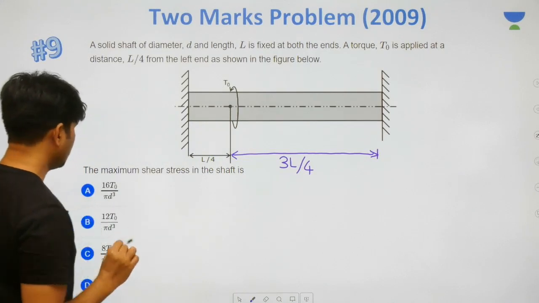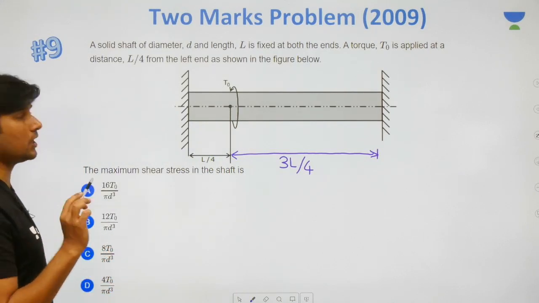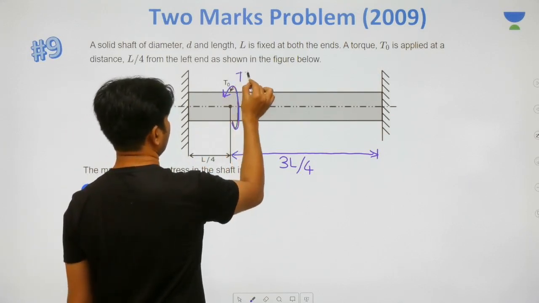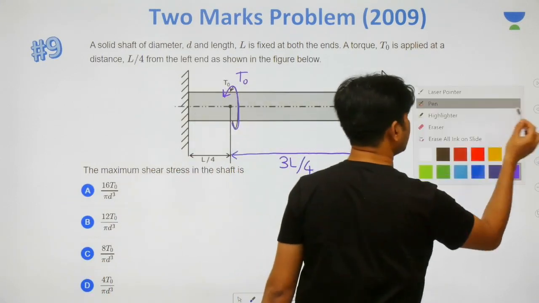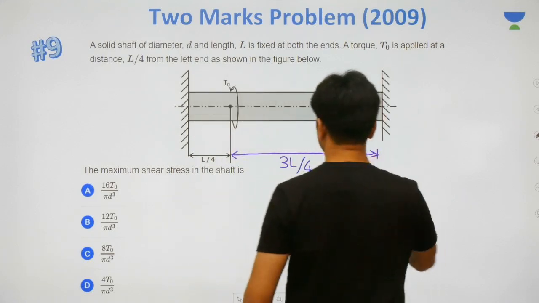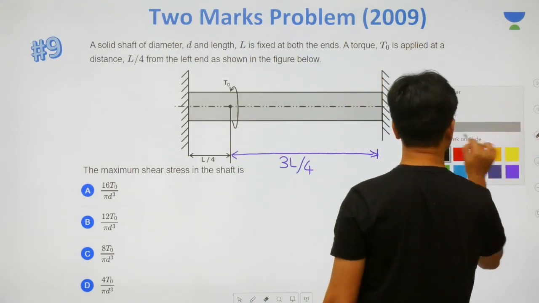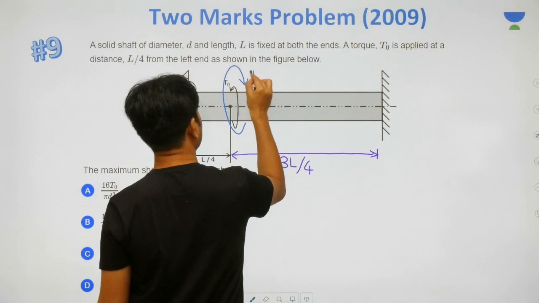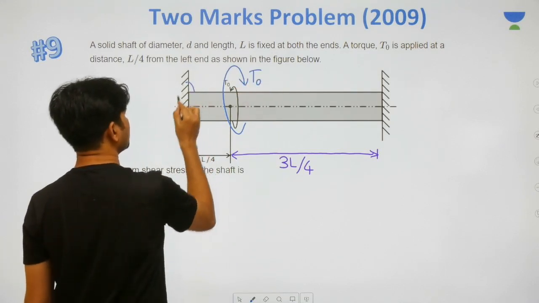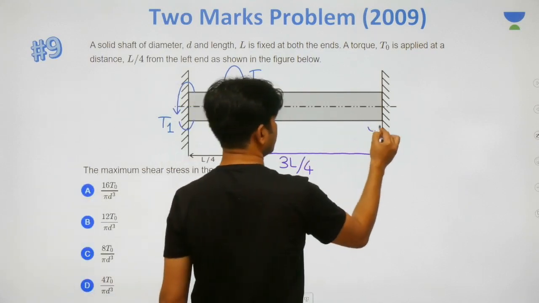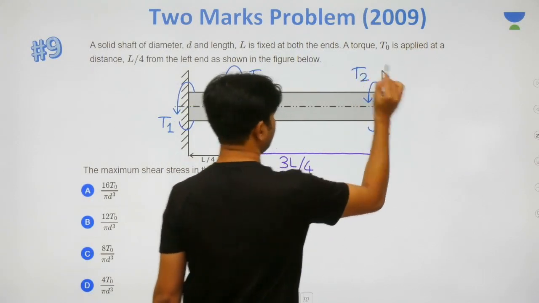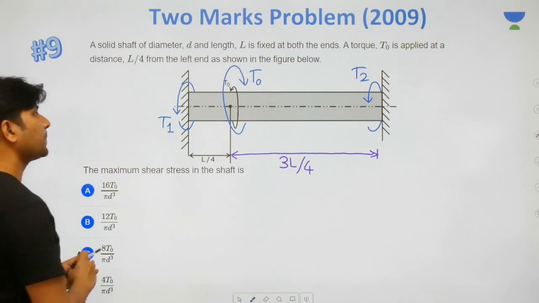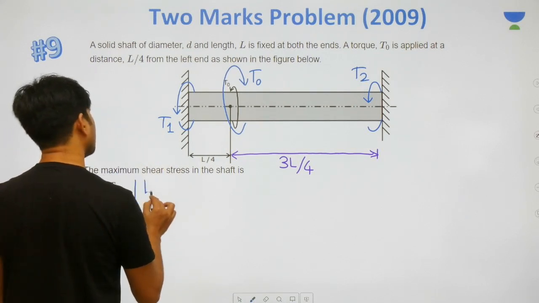Now, they are asking what is the maximum shear stress here. To calculate the shear stress, do mind that we can't use this T naught value here. This T naught value which we are applying, let me just draw it in the correct sense. T naught is actually acting like this. And to oppose this, we will have some twisting moment resistance getting developed at each of the fixed supports. Now you know that total resistance is equal to total action.